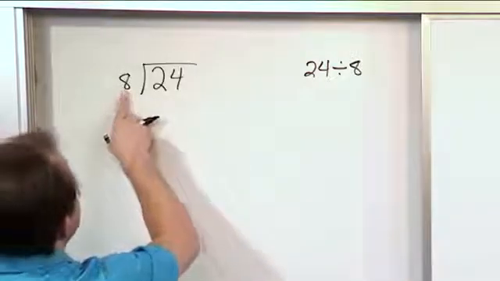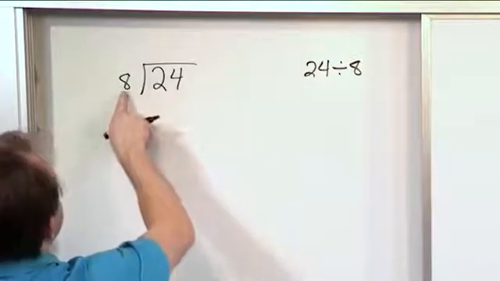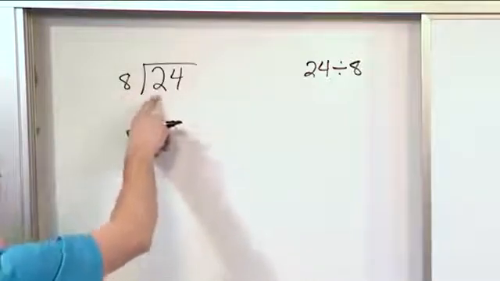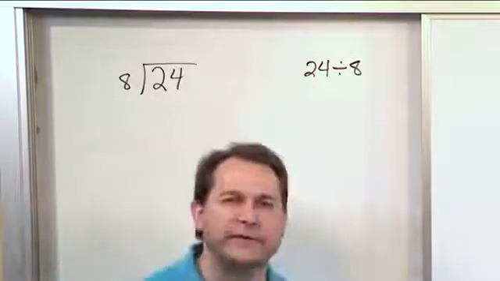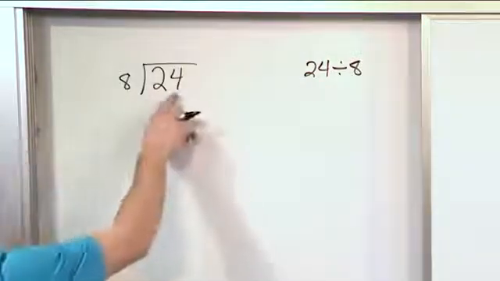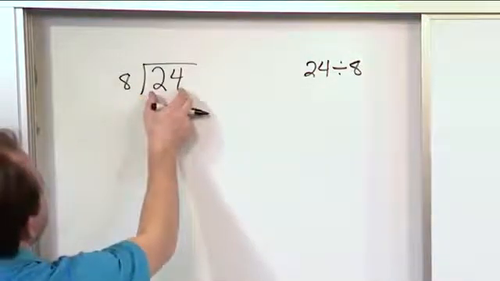You're trying to figure out how many times 8 will go into 24 and divide into it. All right? So the first thing you do is you say, can 8 go into 2? You look at the first digit first. Can 8 go into 2? And 8 really can't go into 2 because 2 is actually less than 8. So you give up on that. You go to the next digit and look at these two digits together. How many times can 8 go into 24?